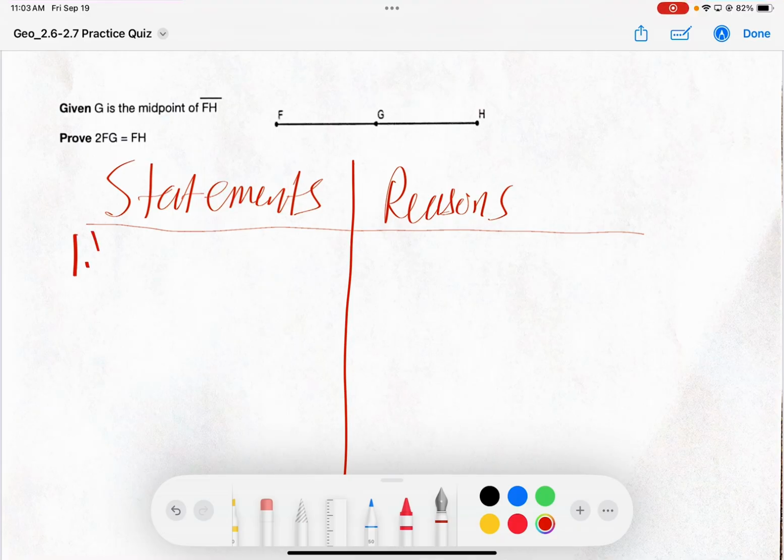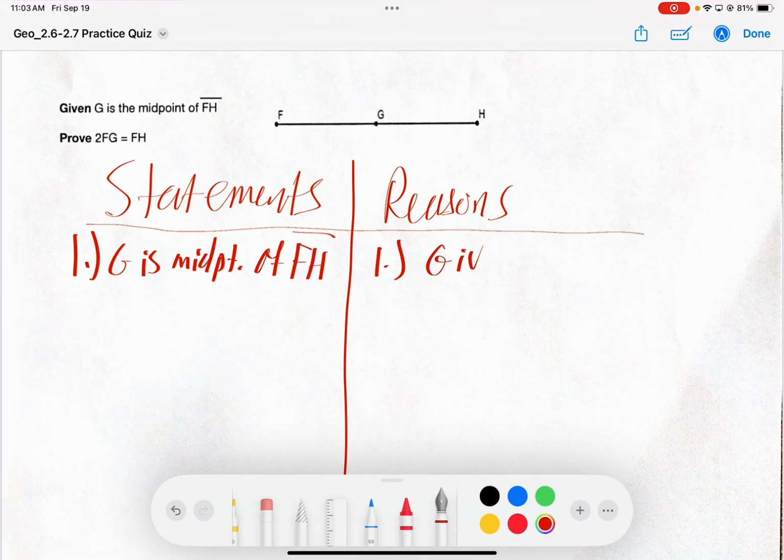All right. First things first, what do I want to list? My given: G is the midpoint of FH. Sometimes you guys get to where you write your given and you just don't know where to go from there. That's very common for every geometry class I've ever taught. That's a very common thing, okay?